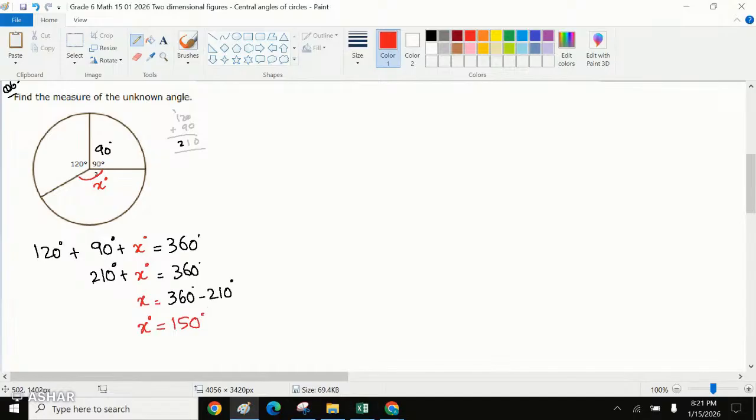Is it acute or obtuse? An angle that is greater than 90 but less than 180 is known as an obtuse angle. Thank you for the answer.